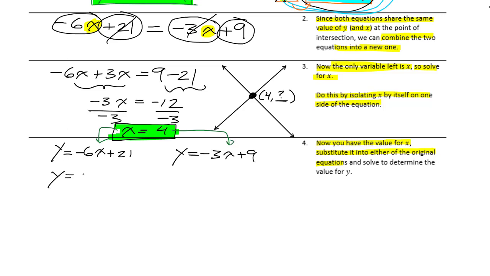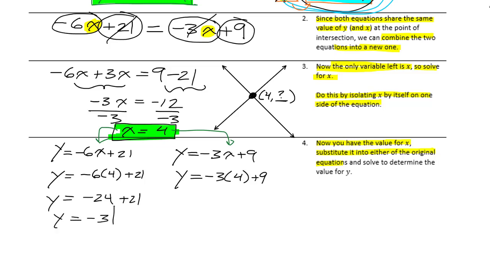If I don't get the same number, something's gone wrong. So what's negative 6 times 4 plus 21 compared to what's negative 3 times 4 plus 9? Well, negative 6 times 4 is negative 24, and negative 24 plus 21 gives us negative 3 for y. All right, let's do the same thing here. Let's double check. Negative 3 times 4 is negative 12, and negative 12 plus 9 is also negative 3.